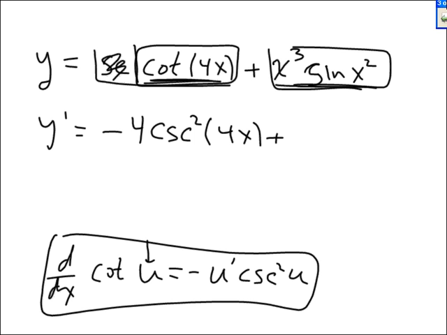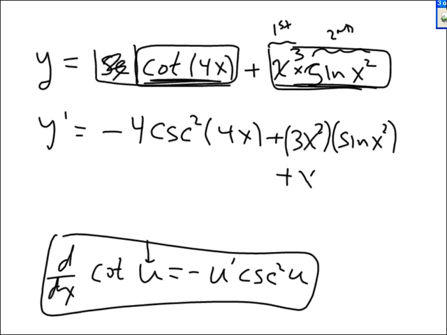Plus. Now we have a product. It's x cubed times sine x squared. I like to call x cubed the first, and sine x squared the second. The rule says it's the derivative of the first, 3x squared, times the second, which is sine of x squared, plus the first, which is x cubed, times the derivative of the second. The derivative of the sine of any angle is the derivative of the angle, which is 2x, times the cosine of that same angle. The angle never changes.